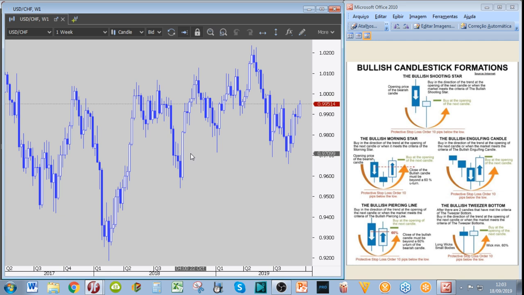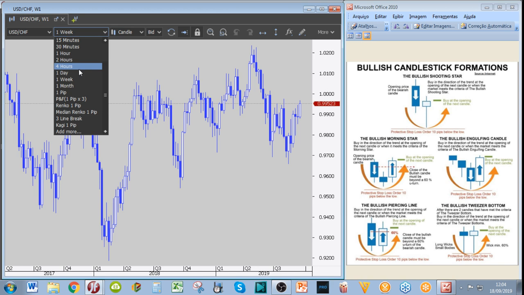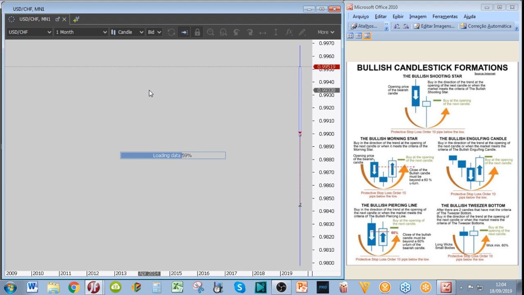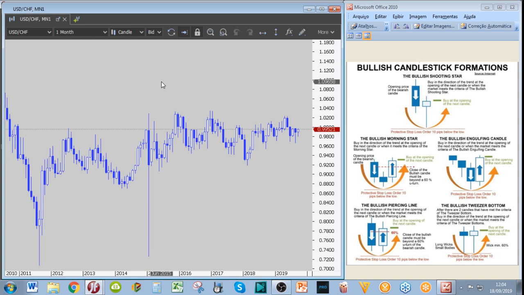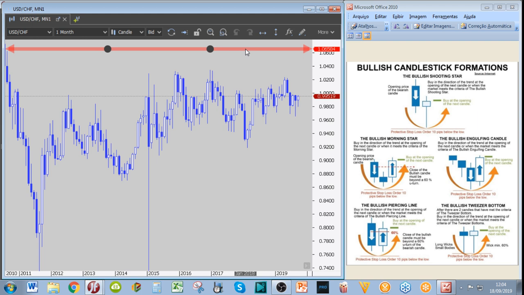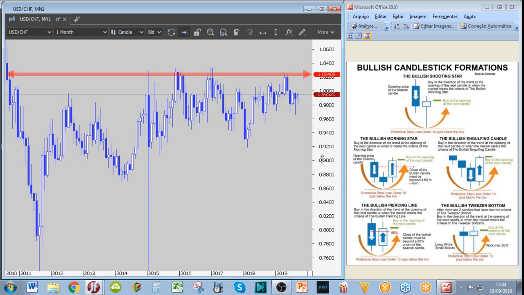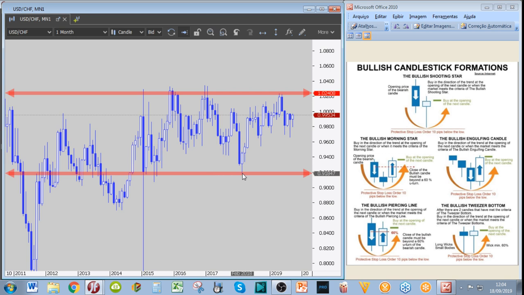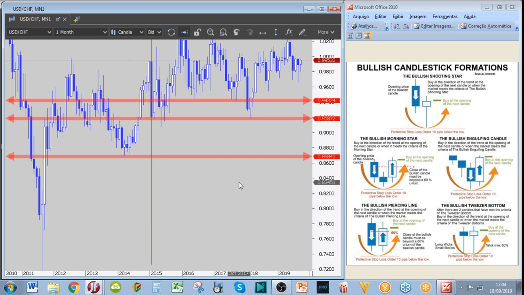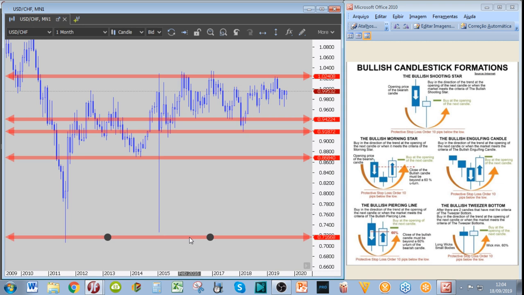Okay, so USDCHF, daily chart and monthly chart. Now, on the monthly chart, we have different things. One is that maybe, just maybe, we are seeing the so-called sideways movement, with different points. One is this one, the second one is this one, the third support would be here, and lastly the fourth support would be here.